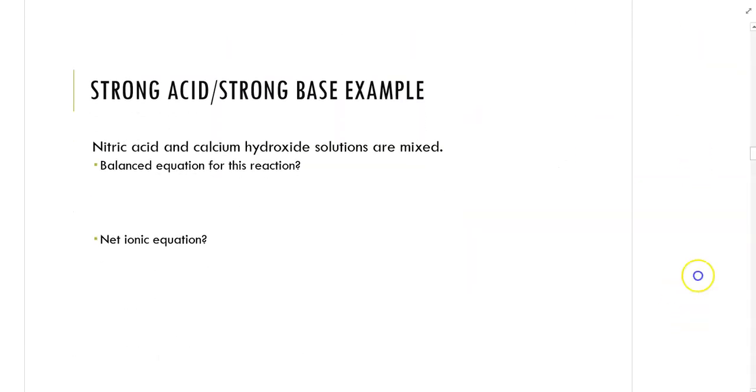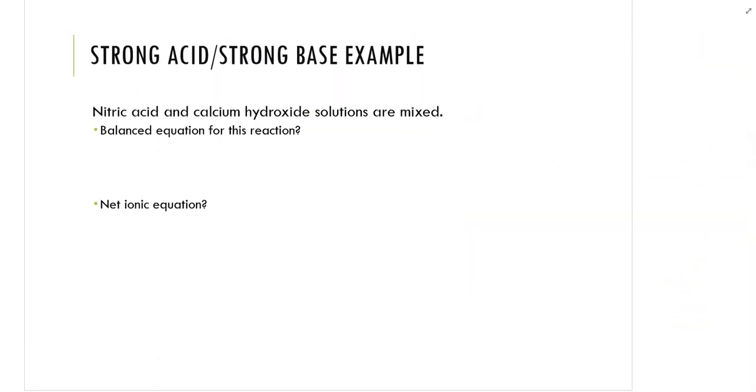Let's try another example. Strong acid, strong base. This time, nitric acid, HNO3, and calcium hydroxide, Ca(OH)2. I think you recognize these names. Go ahead and try to make these happen. Combine these, write a balanced equation, and then of course write the net ionic equation with it.